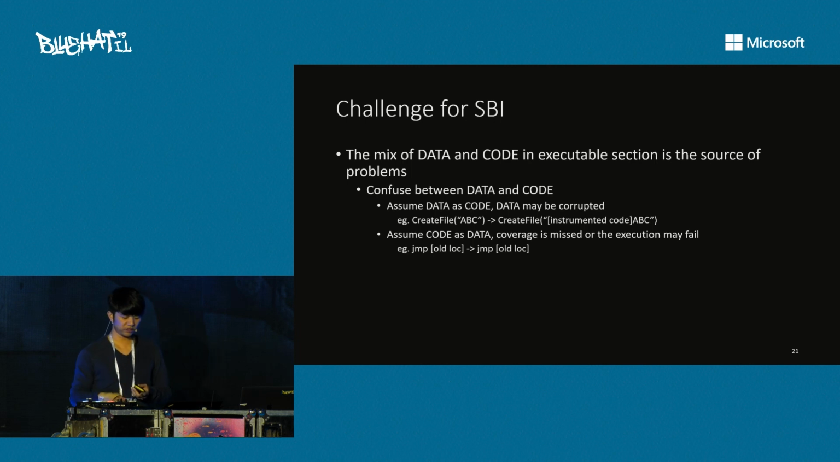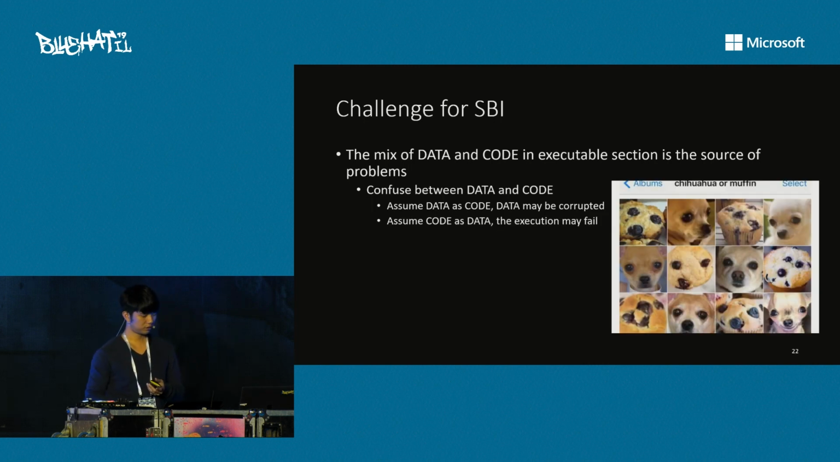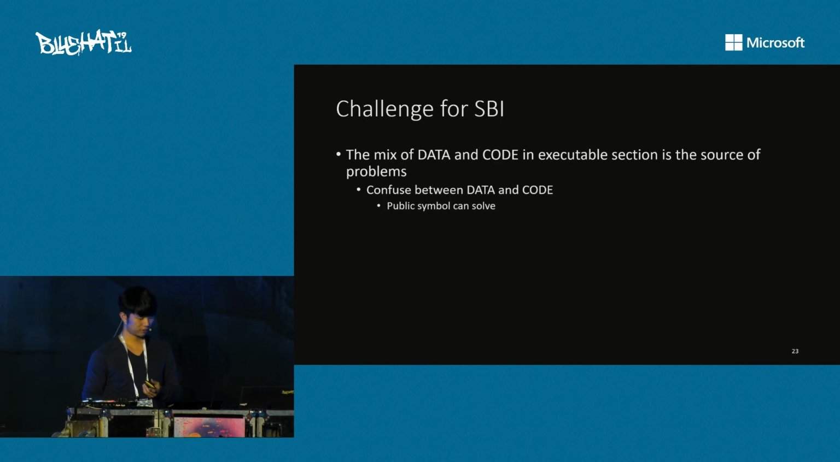Sometimes it is difficult to identify whether a binary blob is code or data. The problem is similar to the picture on the right-hand side. It is difficult to identify whether a picture is a Chihuahua or a muffin. For this kind of problem, if you have the public symbol for the binary, and it provides reliable information about which is data and which is code, then the problem is solved.